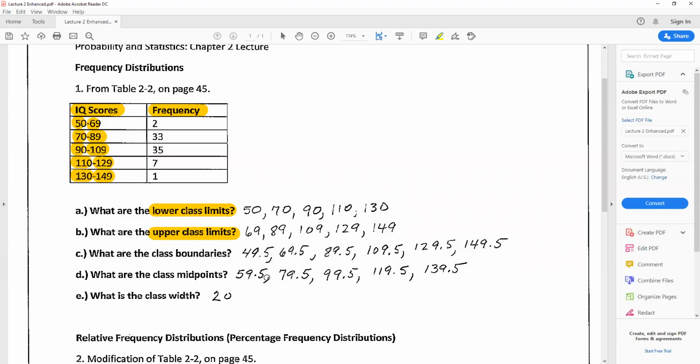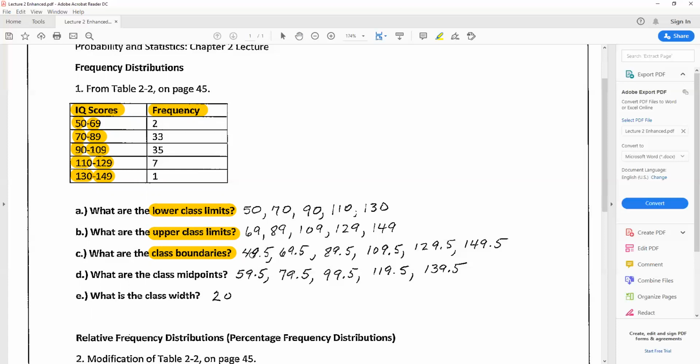What about the class boundaries? Out of all of the problems from number 1, this one tends to cause students the most angst because it's not as straightforward, I guess. But here's what class boundaries are. Class boundaries help you during the rounding process.